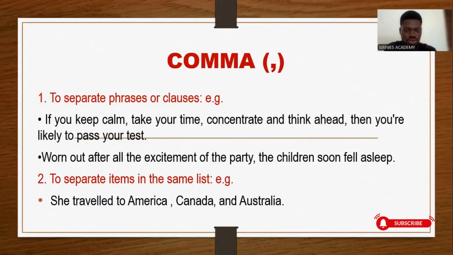The second use of the comma is to separate items in the same list. This is a very common use of the comma, where we use it to separate items in the same list. So: she traveled to America, Canada, and Australia.